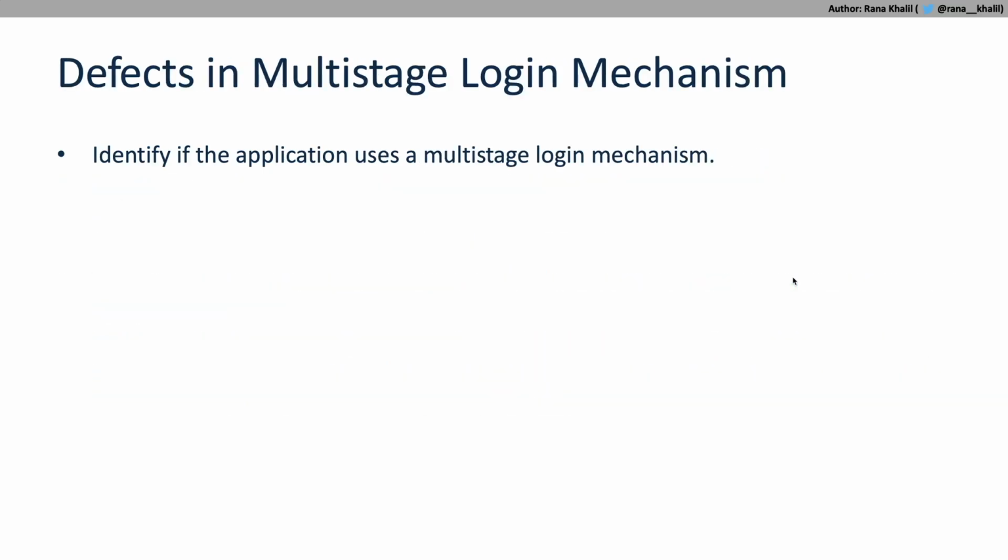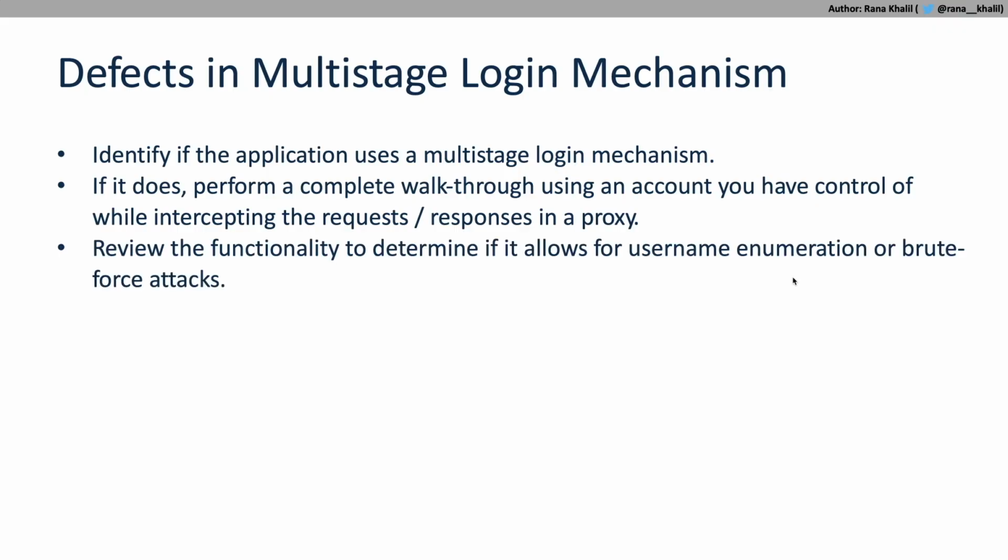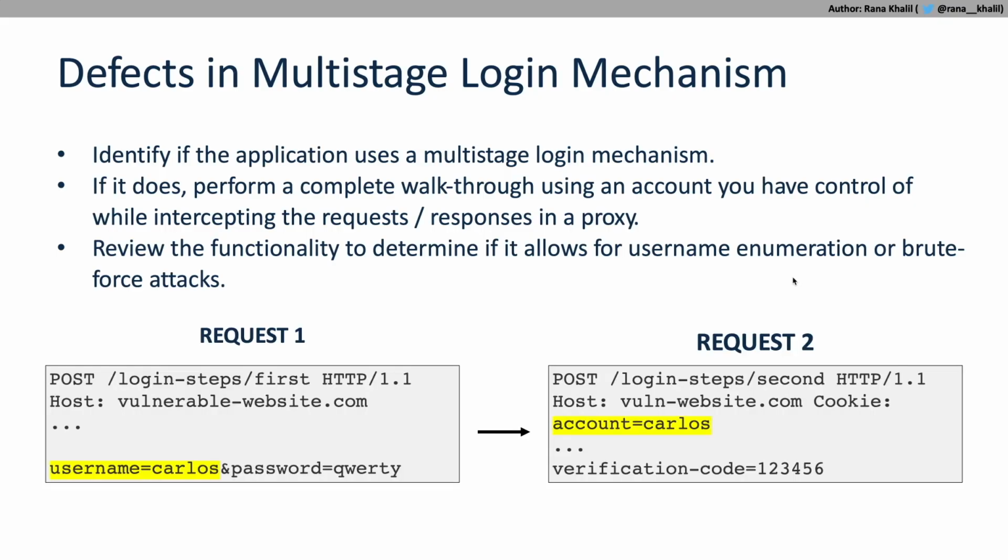Next is defects in the multi-stage login mechanism. This is really similar to the previous one, so the first thing that you need to do is identify if the application has a multi-stage login mechanism. If it does, then perform a complete walkthrough with an account that you control while intercepting all the requests and responses in your proxy. Then review the functionality to determine if it allows for username enumeration or brute force attacks, or even if it has a design flaw, like the one we saw in the previous example that allowed us to compromise any user account that we wanted on the system.